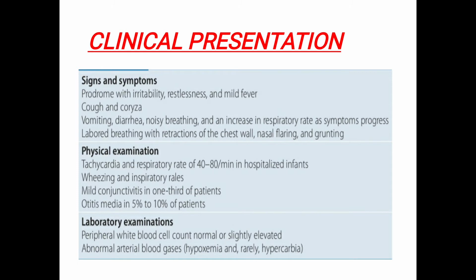On physical examination, we can find tachycardia and a respiratory rate of 40 to 80 per minute in hospitalized infants, wheezing and inspiratory rales, mild conjunctivitis in 1/3 of the patients, and otitis media in 5 to 10% of the patients. On laboratory examination, the peripheral white blood cell count is normal or slightly elevated, and on arterial blood gas examination, we can see abnormalities such as hypoxemia and rarely hypercarbia.